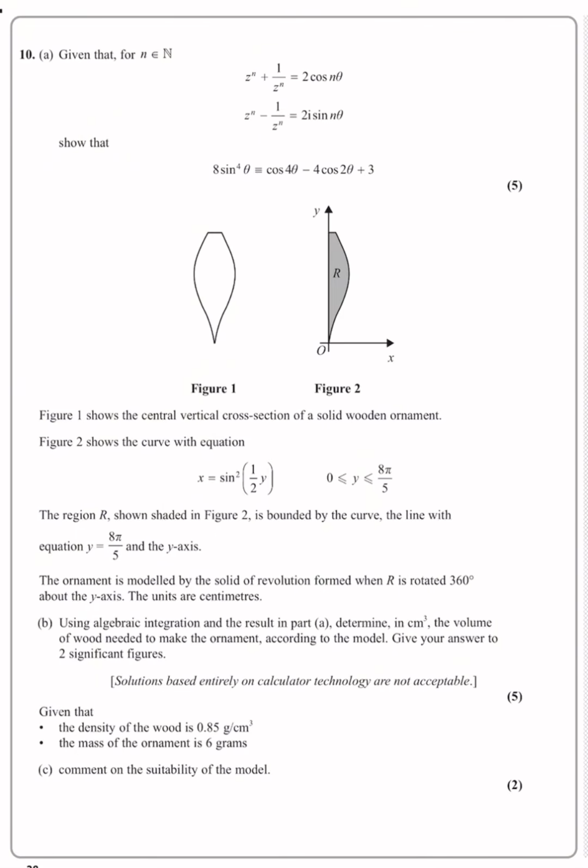Question number 10. I've decided not to write all over the questions. That would be horrendous. So here it is on neat lined paper. We want an expression for 8 sine to the power of 4 theta. So I'm going to take the equation they've given me involving sine theta, and I'm going to raise that to the power of 4.